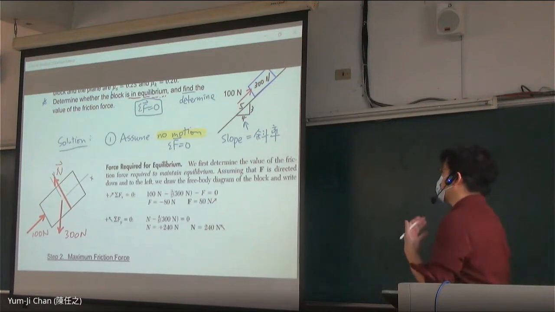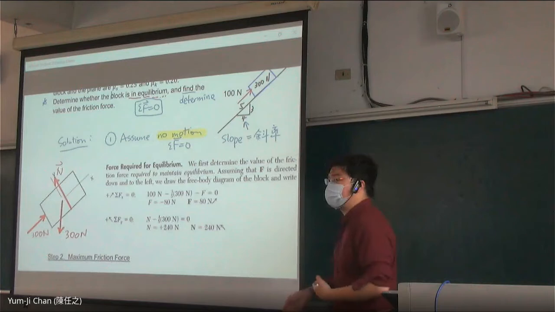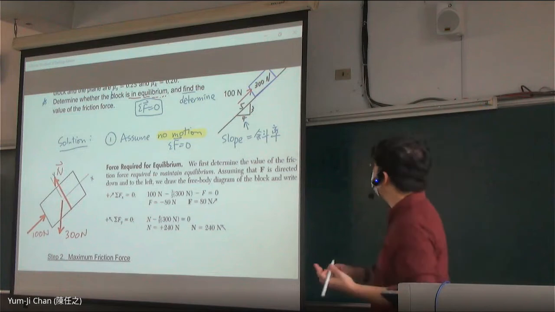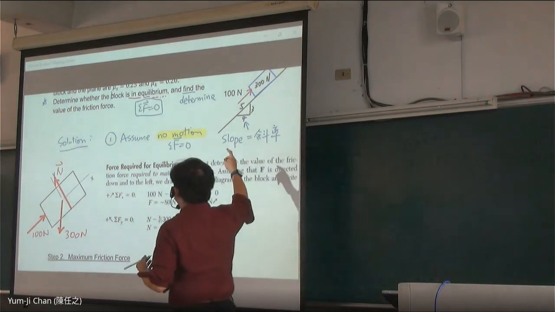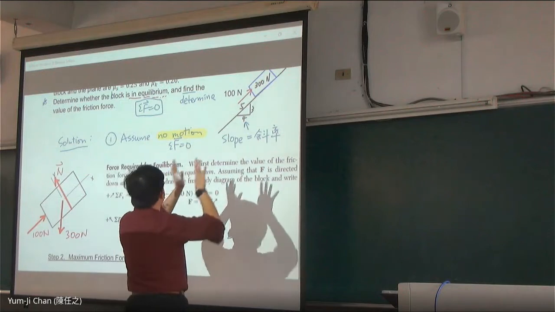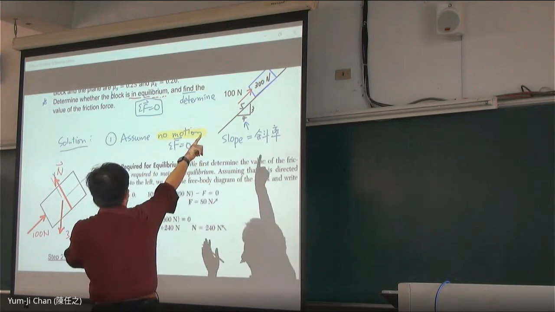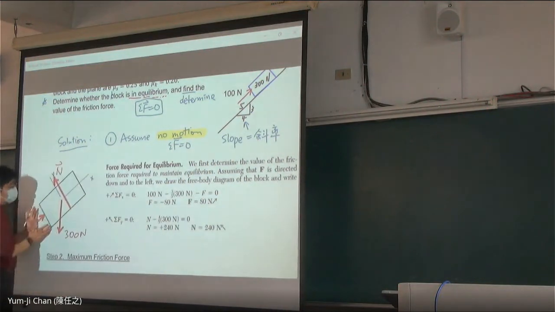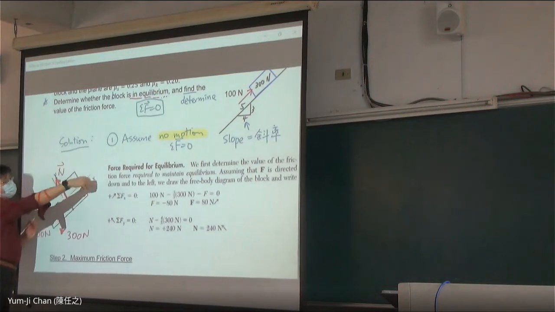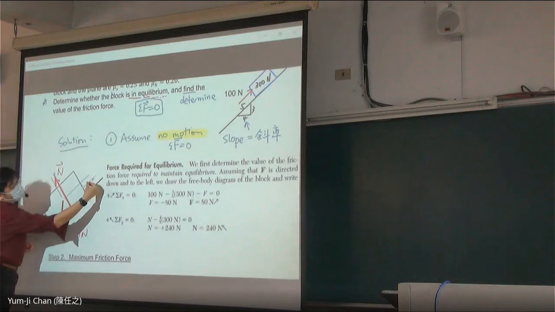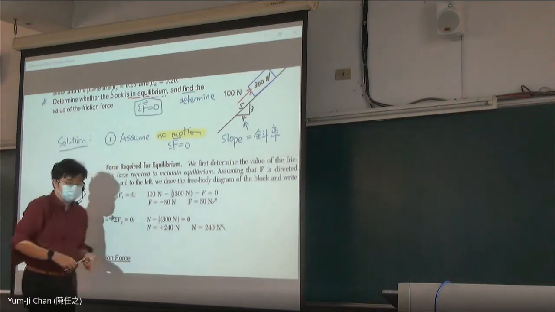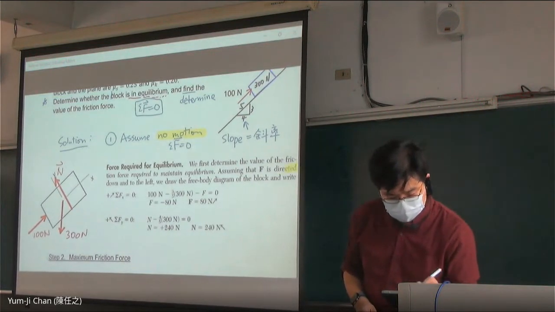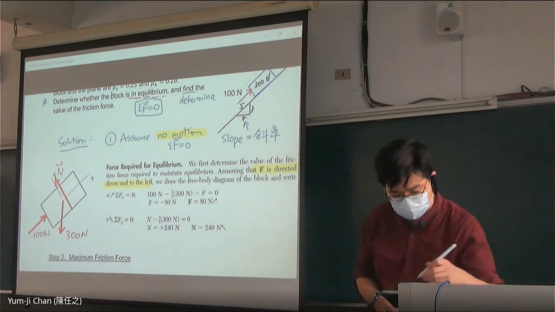And because in this problem we are talking about friction, we know we have friction. First we can assume the friction is going down, as we want to push the block along the plane. So we can assume the friction is going down. We assume friction is directed down and to the left. So we have F here.